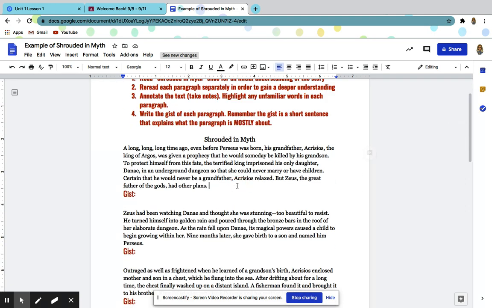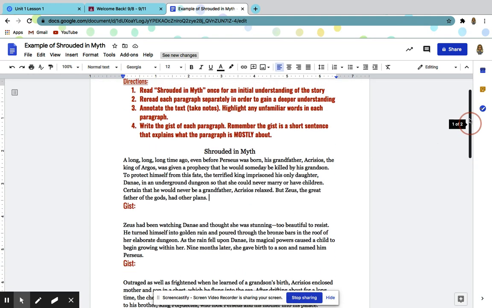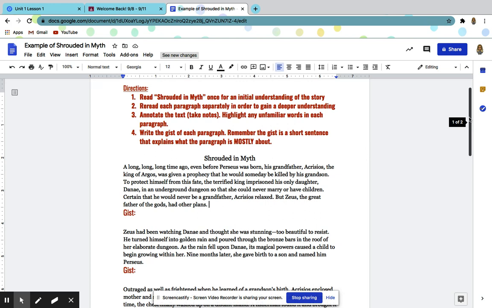So, next, what we're going to do is reread the story, and this is a part of our close read. When we're close reading something, we're reading it for a second time, and we're annotating it or taking notes on it to gain an even better understanding of what we've read.